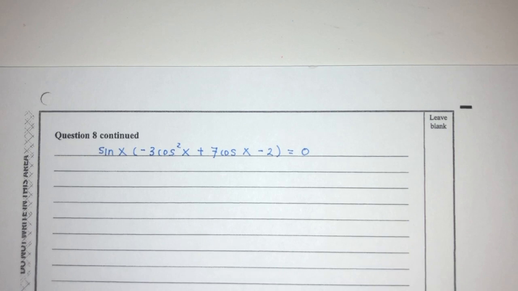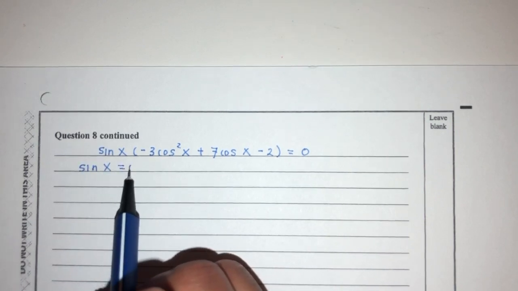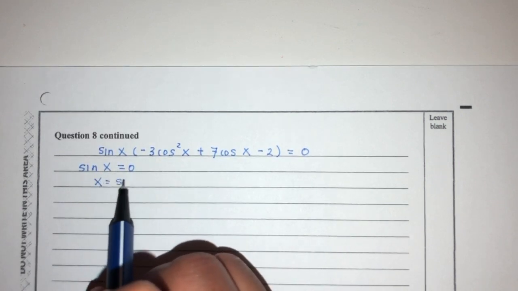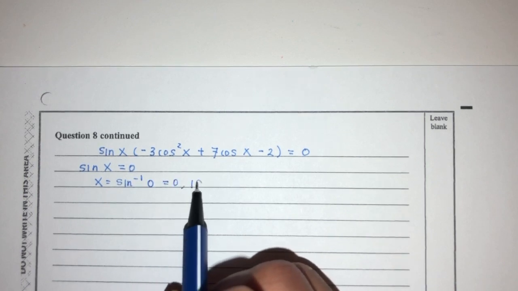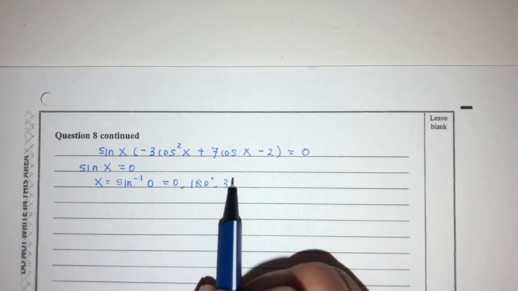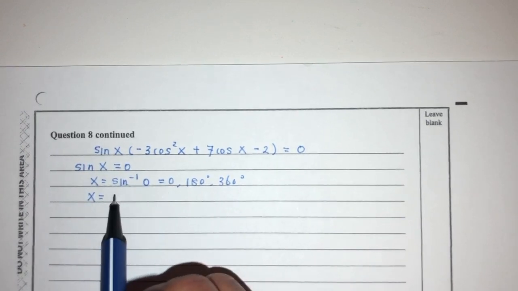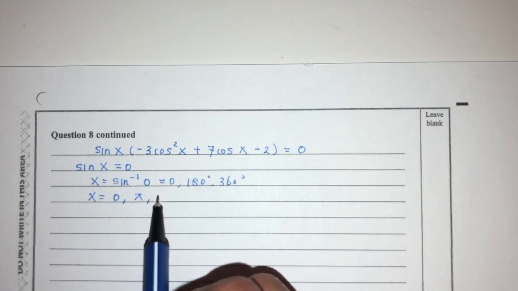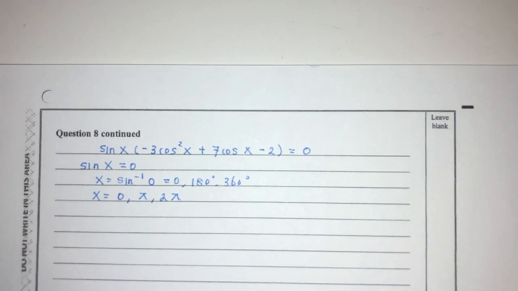Now again, as you can see here, we can just solve sine x is equal to 0. So x can be sine inverse of 0, that will be 0, 180 or 360 degrees. But again, here we are trying to find the answer in terms of radians, that will be 0, pi, and that will be the value of 2 pi. Okay, now that's the first thing we can do here.